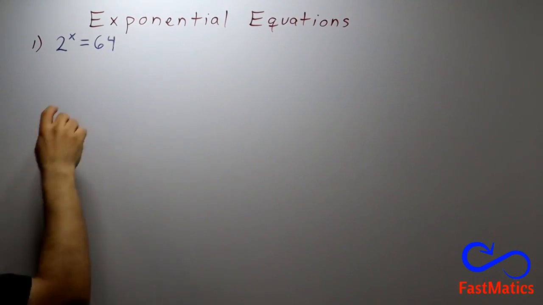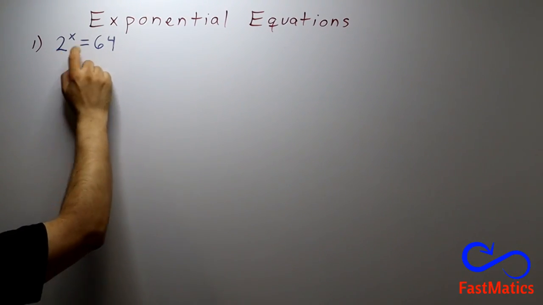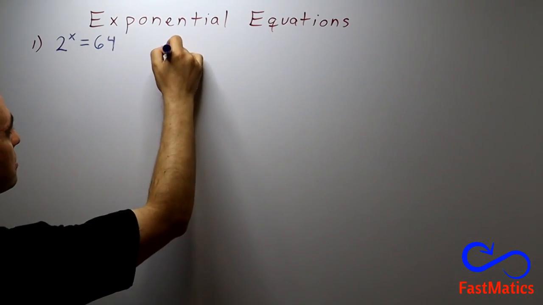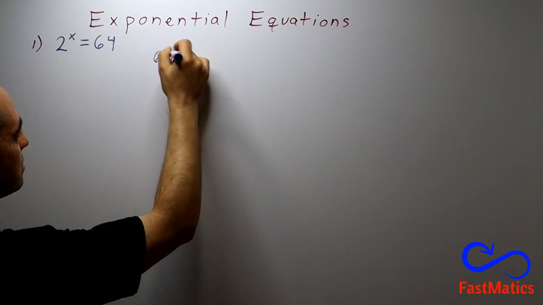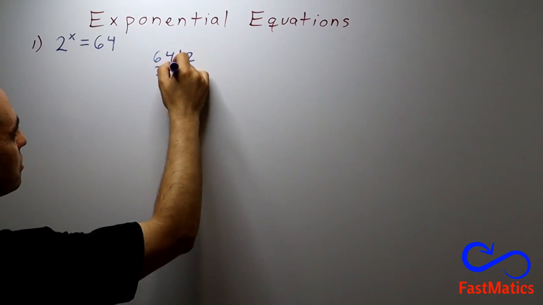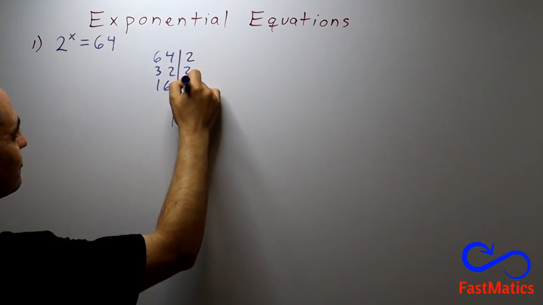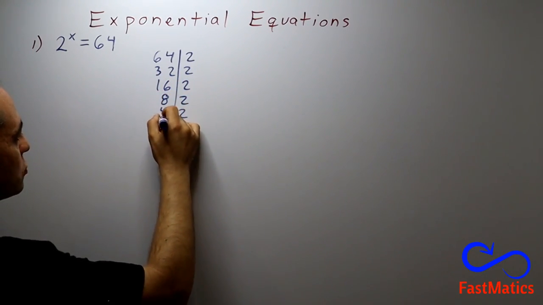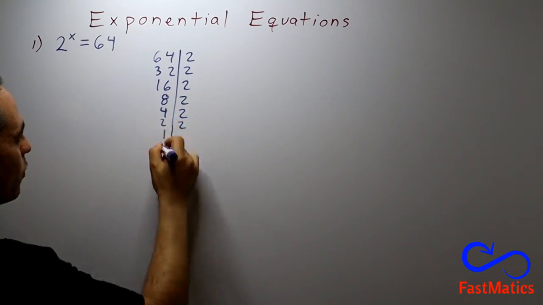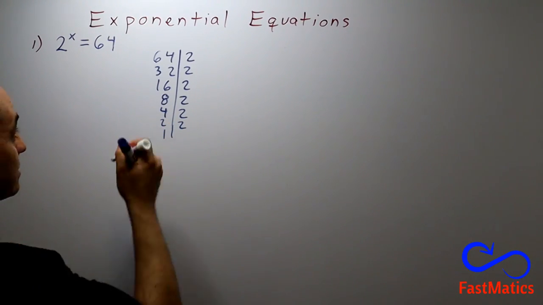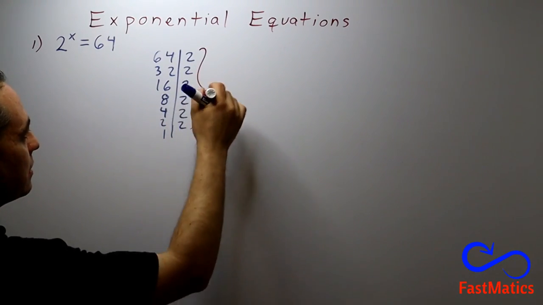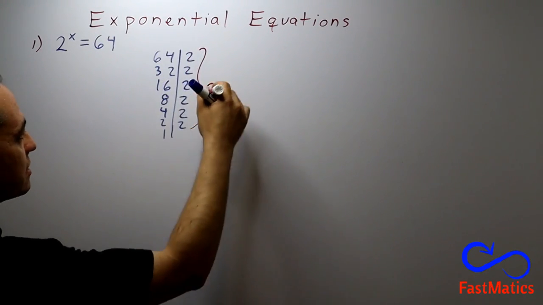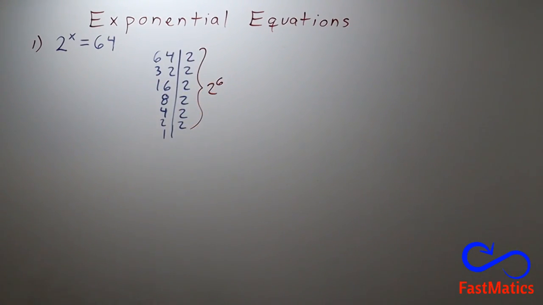How to get the number 2 here and here? Well, we are going to factorize 64. 64 divided by 2 is 32, divided by 2 is 16, divided by 2 is 8, divided by 2 is 4, divided by 2 is 2, divided by 2 is 1. That means that here I have 2 raised to the 1, 2, 3, 4, 5, 6, to the 6th power.